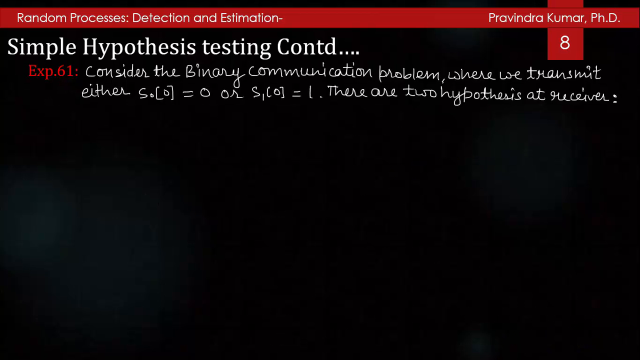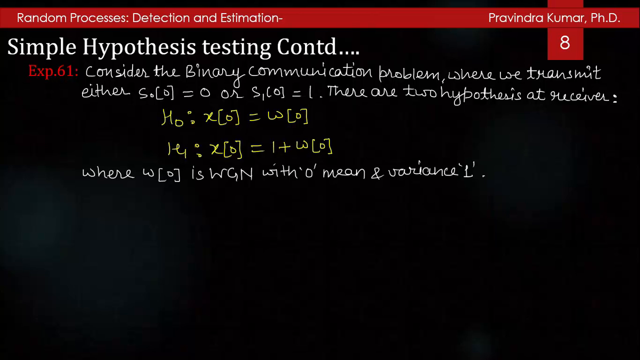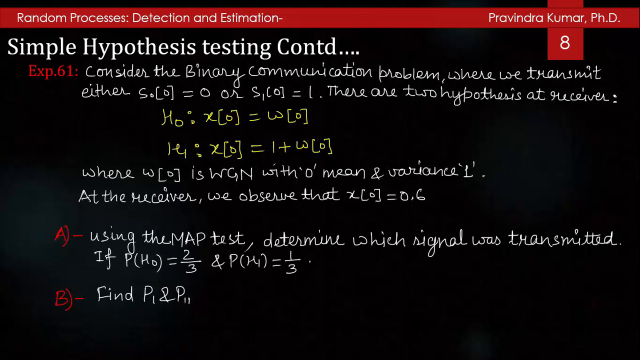Now consider the same question. We transmit either S0 or S1, and under the hypothesis H0 there is no signal, only noise present, and under the hypothesis H1 the signal is present with the noise, and omega naught is white Gaussian noise with 0 mean and variance sigma square. At the receiver we observe x0 equal to 0.6. The question is the same as the previous question, but here you have to use the MAP test to decide which signal was transmitted, 0 or 1.